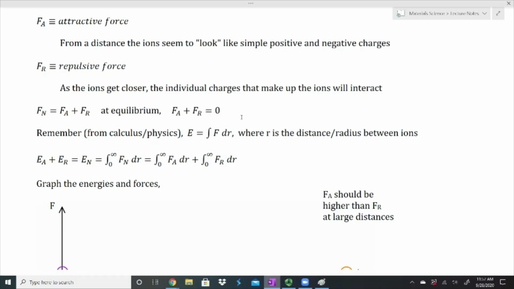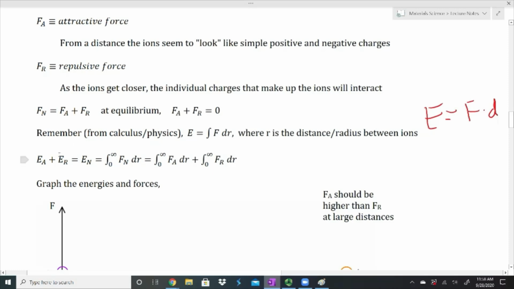All right, so now we're going to talk a little bit about some calculus, a little bit of physics, and we're going to say that our energy is equal to our force through a distance. And I'm going to call our distance r because that's going to be kind of our radius between these ions. It's going to be our distance between them. And so simply, even when you haven't done calculus in physics, we could say that energy equals F times some distance. In this case, our distance we're just calling r.